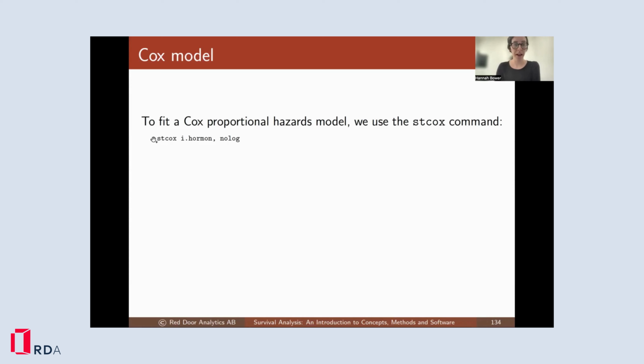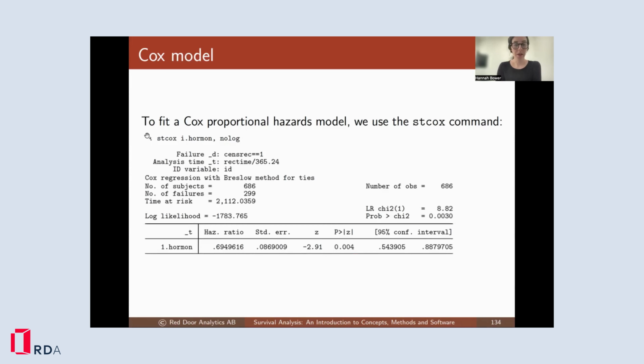So here we have stcox. We tell Stata we want to fit a Cox proportional hazards model. Then we tell Stata that we're interested in the effect of hormone. That's our hormonal therapy variable, which is 1 when patients have received hormonal therapy and 0 otherwise. Then this option, nolog, is just a display setting for the output. So this is the output here.